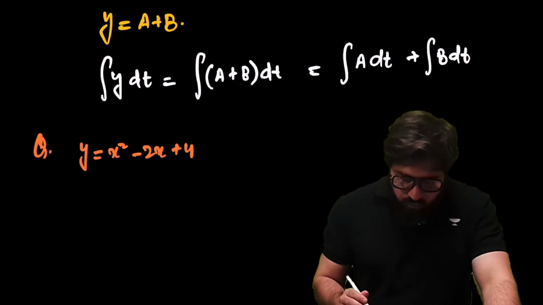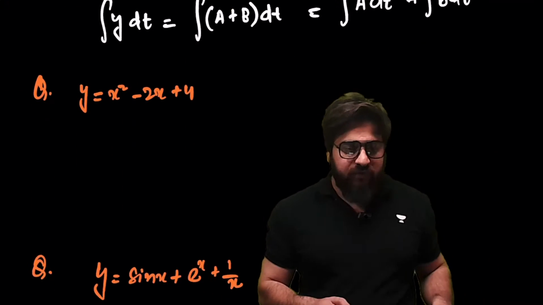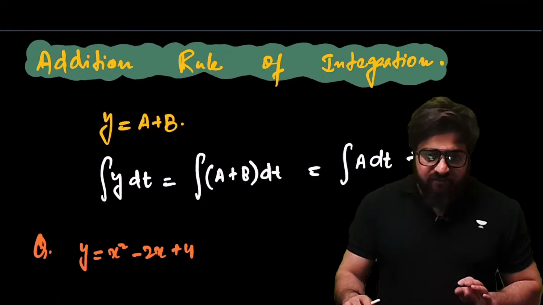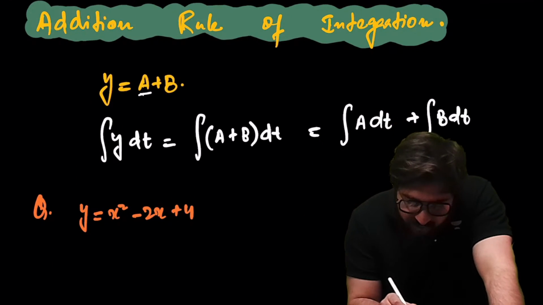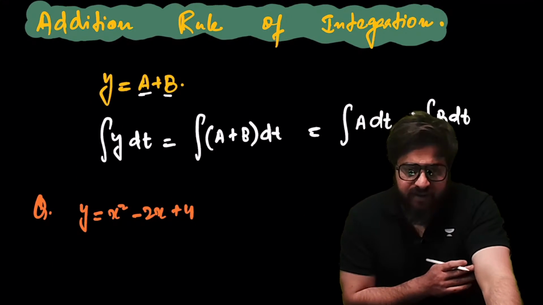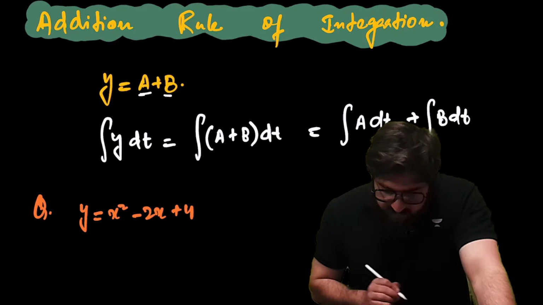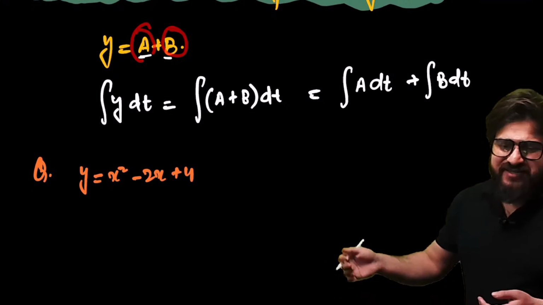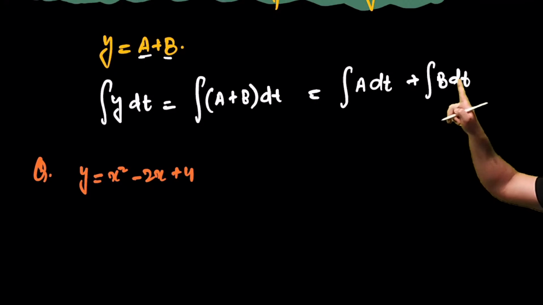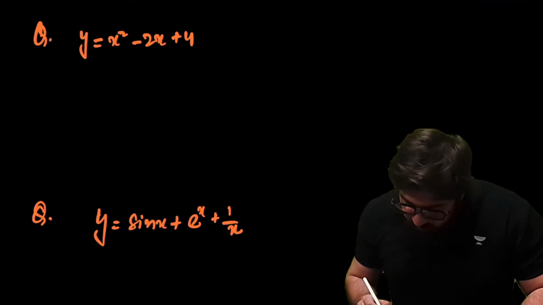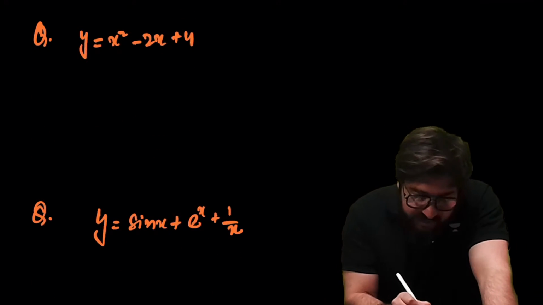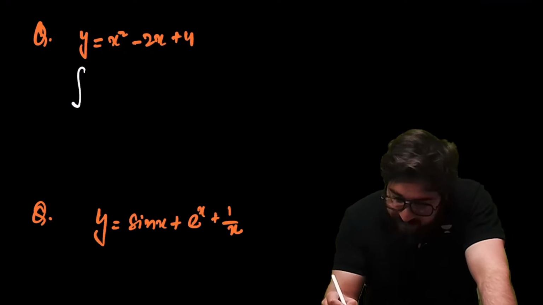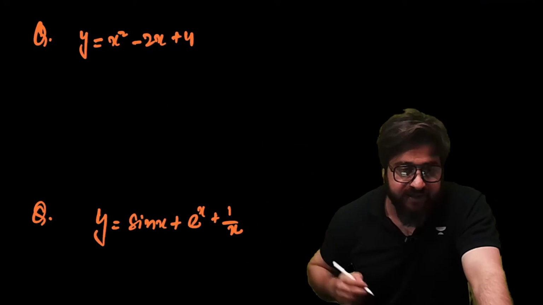Now, the addition rule of integration. What does that mean? If you have y is equal to a plus b, it says that first you integrate a, then you integrate b. Simple things. It's one and the same thing. So you have to find the integration of this y.